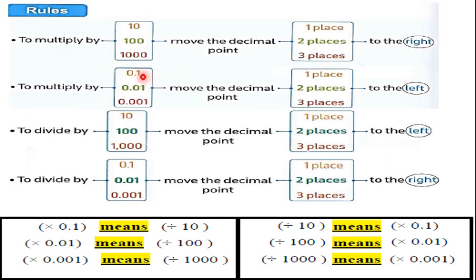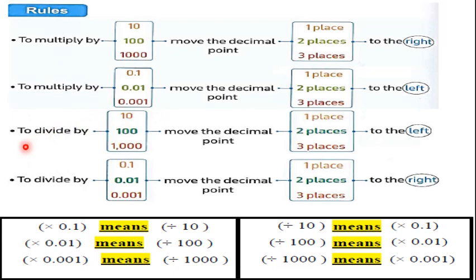If I multiply the number by 0.1, I'm moving to the left one place. If I want to multiply a number times 0.01, I will move the decimal point 2 places to the left. For 0.001, I will move the decimal point to the left 3 places.